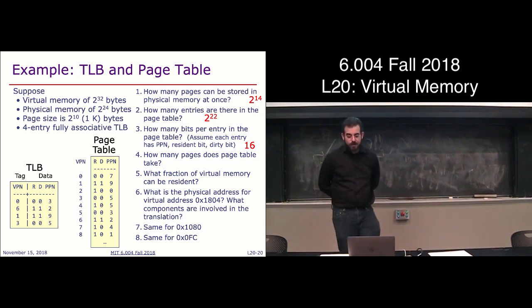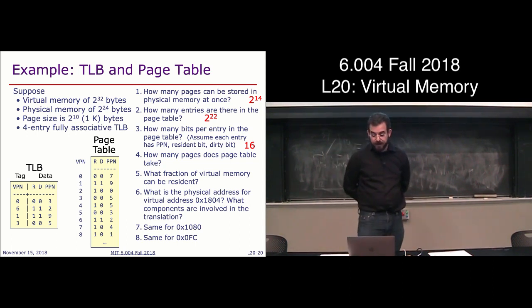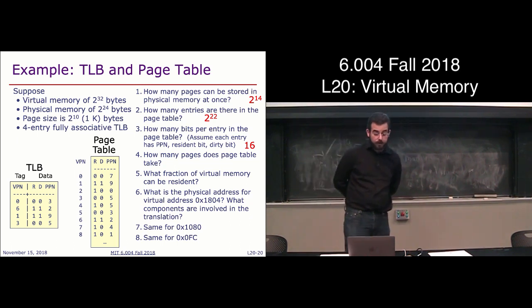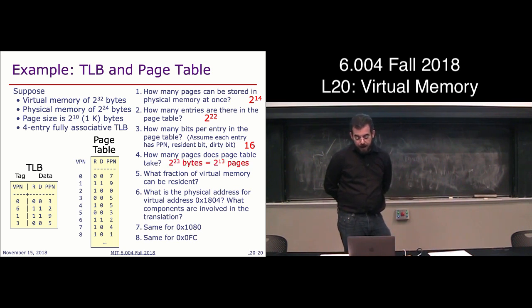Okay, so you can go through and answer some of these questions about how much storage this is taking. We're going to need 14 bits for the physical page number and 2 bits for the resident and dirty bits. So we're going to have 16 bits per page table entry. So you can compute the size of the page table.